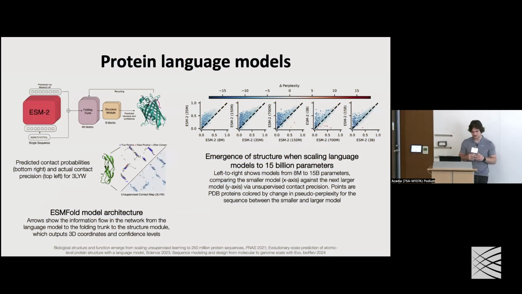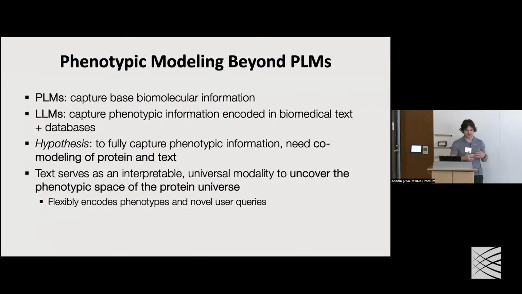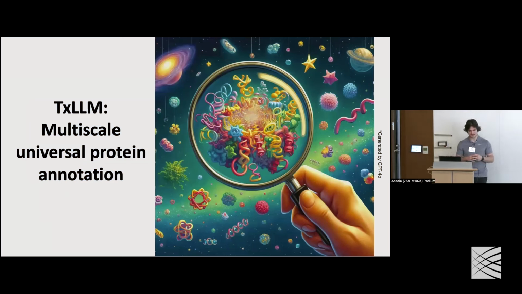And so our question is, we want to think about phenotypic modeling beyond protein language models, right? There's so much information encoded within these models. However, to actually access the phenotypic information, we need some sort of modality to do that, right? And so our hypothesis is that we can use text to do that, natural language, right? By using large language models, which capture phenotypic information encoded in biomedical text and databases, and merging that with protein language models, we can uncover so much more about proteins, but also facilitate really strong interaction between users and the protein language models that have been developed. And so this leads us to TXLM, which we're calling multi-scale universal protein annotation.